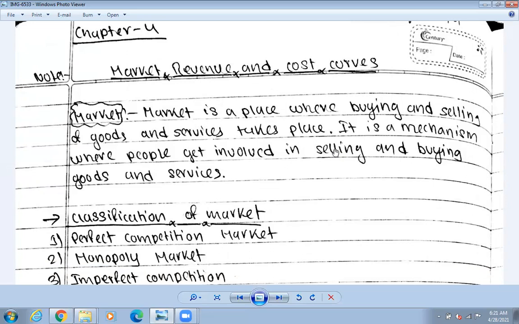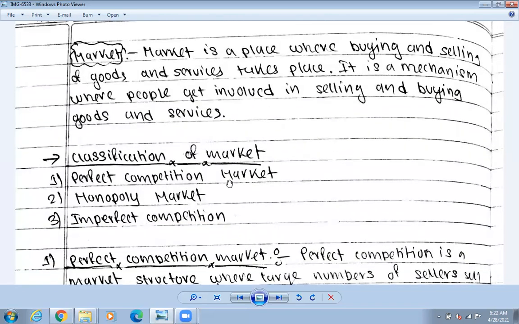We go to different places like the petroleum pump. We may be going to the Gorkha departmental store, or we may be going to Bora, or to the vegetable markets and all. They are all markets where we are buying, and the persons involved in that organization are selling the things. They are selling their items, so they are called the market. And this market can be classified into the perfect competition market, monopoly market, and imperfect competition market. So let us learn one by one.